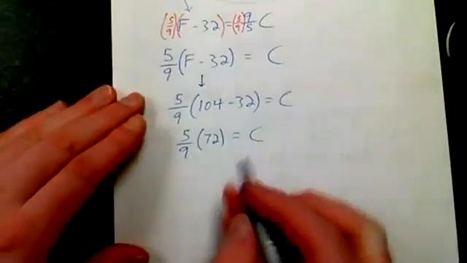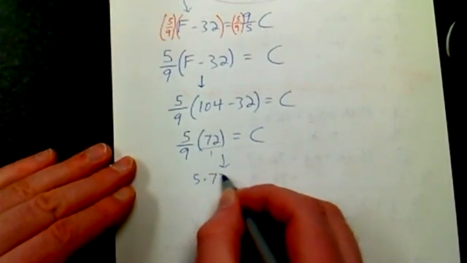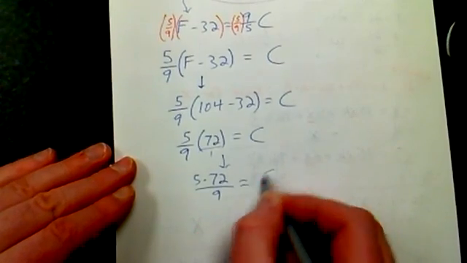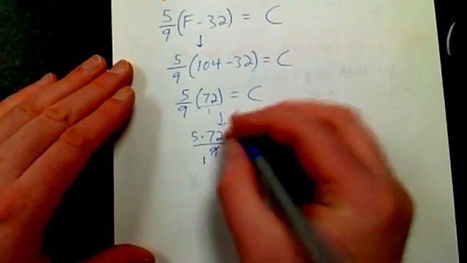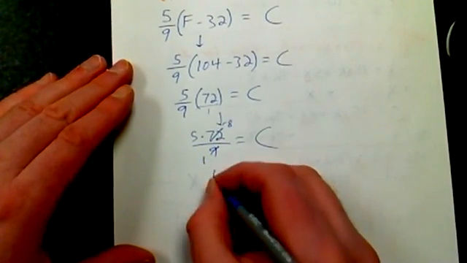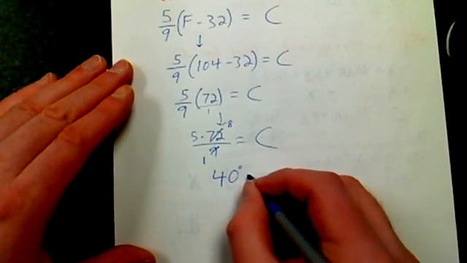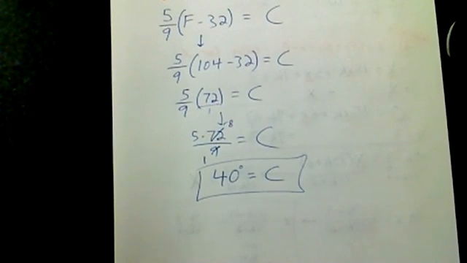Now, it's very important, and I think you guys realize this, but if you don't, realize that this is the same as 5 times 72 over 9 equals C. And then I can say, okay, 9 goes into 72 8 times, so we get 40 degrees Celsius is what 104 degrees Fahrenheit is.